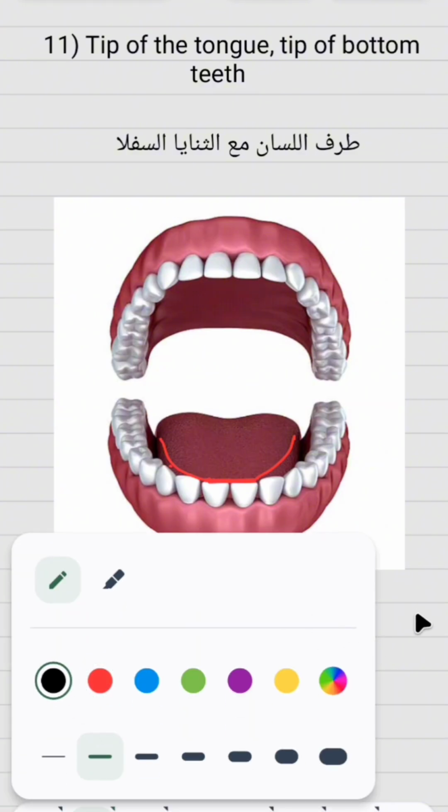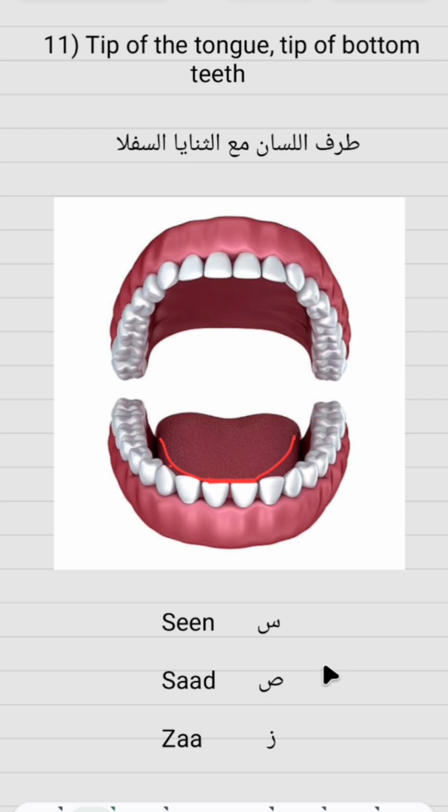Okay, so sin is the same pronunciation as an S in English, right? Same pronunciation, same sound as well. A za is very similar to a Z in English. So a sin is like an S, a za is like a Z, okay? And a sod is the full version of the letter sin.